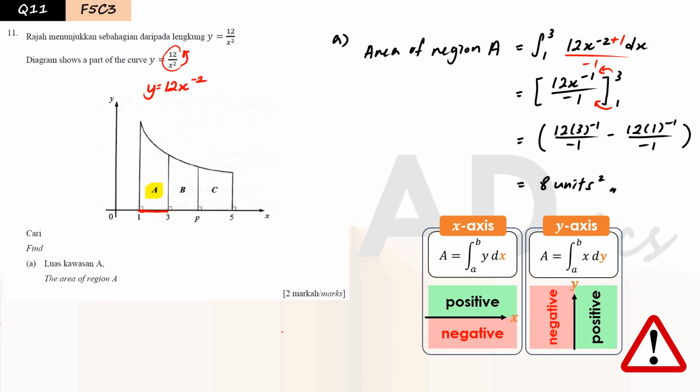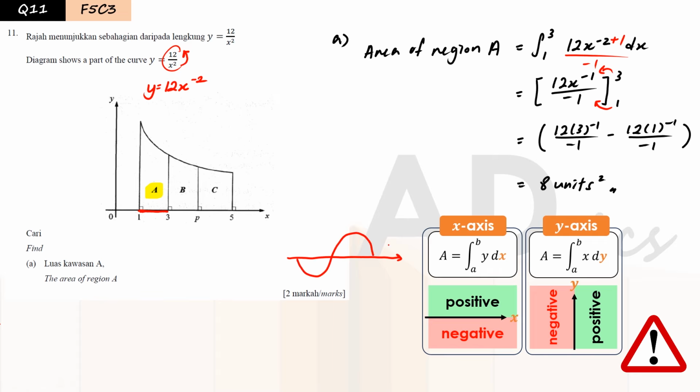But before we go to the next question, I would like to share this with you. Let's focus on the x-axis. If we have areas which are above the x-axis, it will be a positive value. For areas which are below the x-axis, it will be a negative value. So we need to be extra careful with this kind of question.